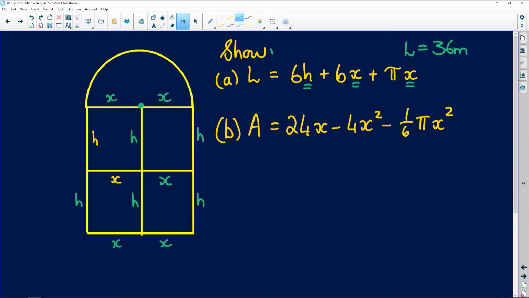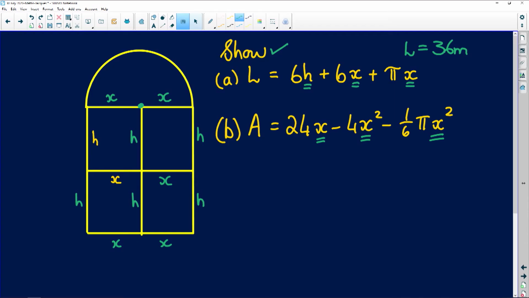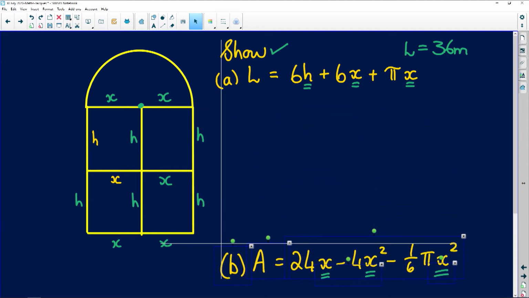It says, show this. And then they also ask us to show that the area of this window frame, the total area, is given by this expression. Now notice that this expression only has X's in it. There's only X's in the area. So somehow the H is going to disappear. Okay, let us start. I'm just going to make space here for us. Let's move this down a bit and make space for ourselves.